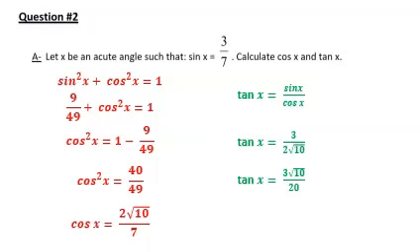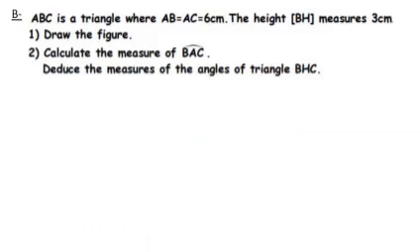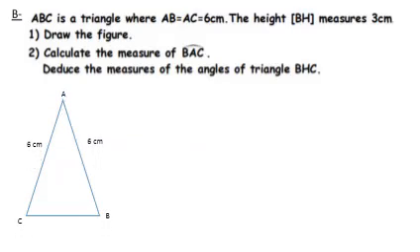And now in part B, we were given triangle ABC where AB equals AC equals 6 centimeters. So this is an isosceles triangle, and the height BH measures 3 centimeters. Let us draw the figure. First I'm going to construct the triangle. This is ABC. AB equals 6 centimeters and AC equals 6 centimeters. And we were asked to construct the height BH. So it's issued from B toward AC. It forms a right angle, and this is H, and BH is 3 centimeters.